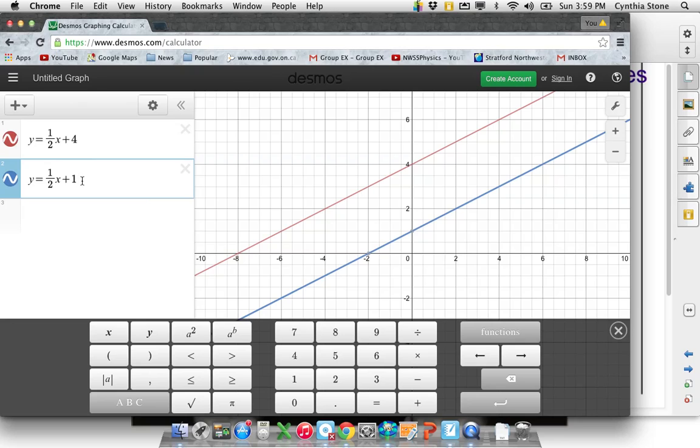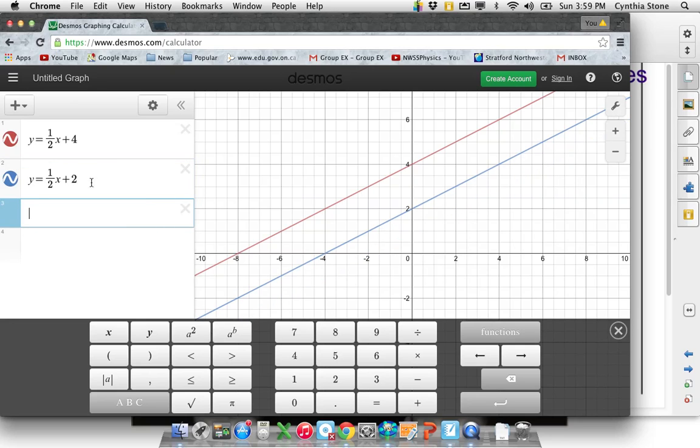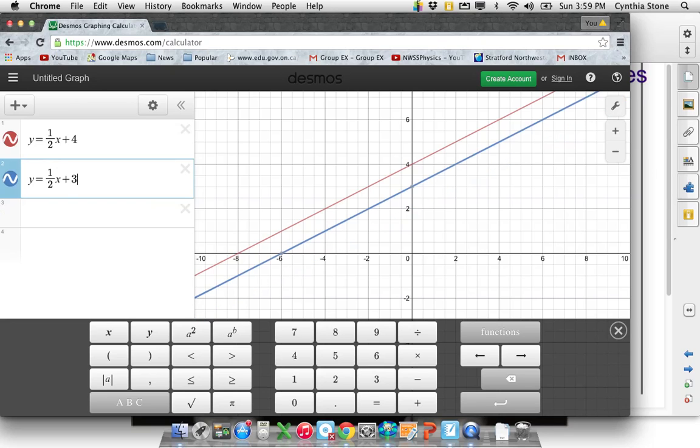And I said 1 in this case, but I could change this number to anything. 2, still parallel, right? I could change this number to 3, still parallel. I could change it to 4.5, still parallel. So changing the b part of the equation doesn't change the fact that it's parallel. It just changes how far apart they are. Okay, so the m part, the slope part, has to be the same for parallel lines, but the y-intercept different.